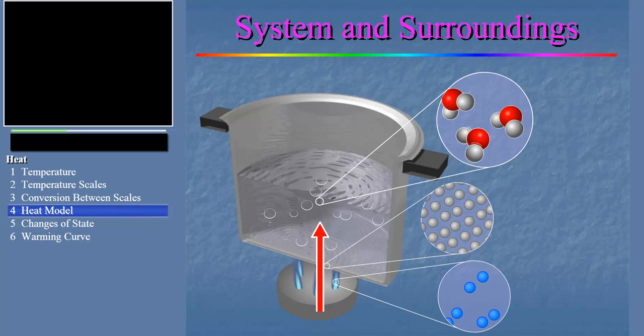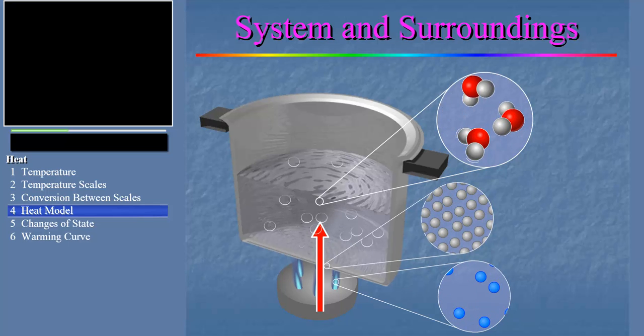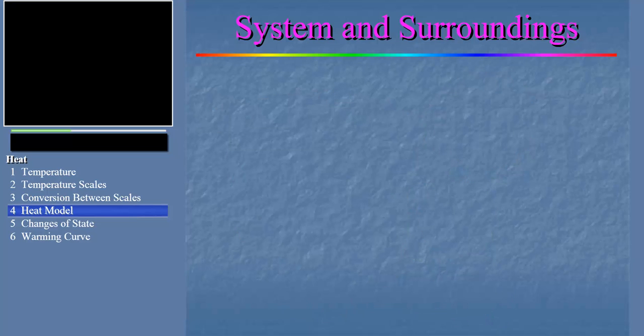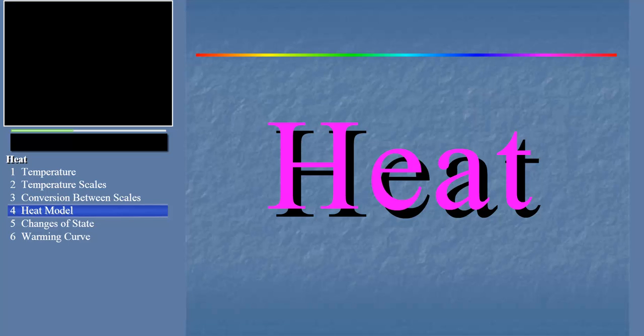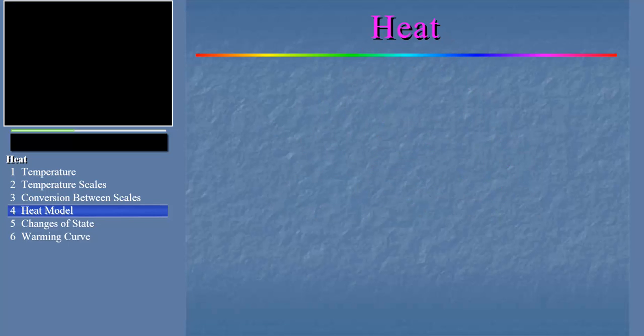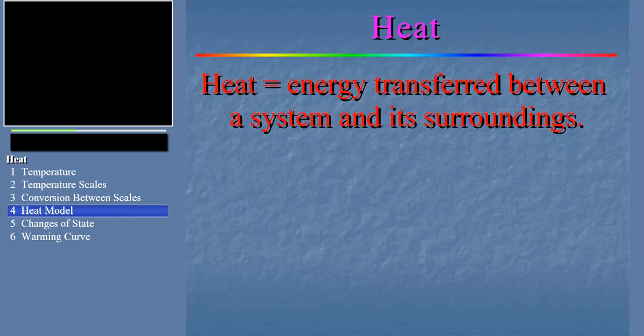This model helps us envision what is really happening. But unfortunately, it doesn't help us calculate how hot the water will get. There's another model that helps us do that. It's the heat model. Heat is energy transferred between a system and its surroundings. We can measure energy and relate the amount of energy transferred in or out to the temperature change we expect to see in the system. We can't easily do that with the other model. So let's see how this heat model can work for us.